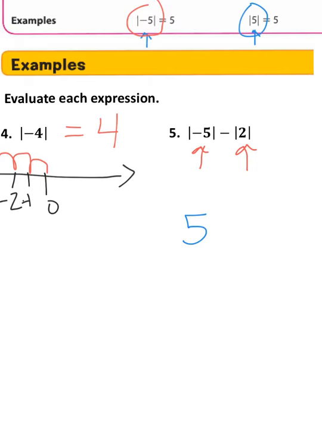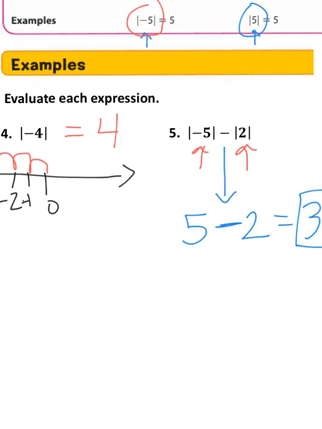And then the absolute value of 2 is just going to be 2, because from 0 to the number 2 is only 2 spaces. So I've got 5 as my absolute value, 2 as my absolute value, and then I bring down the subtraction sign. Now I get to solve it. 5 take away 2 is simply 3, and that's my final answer.